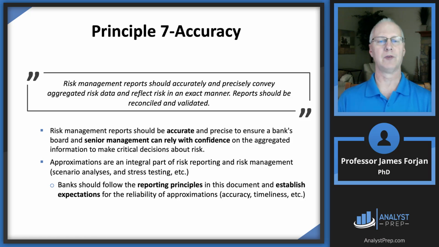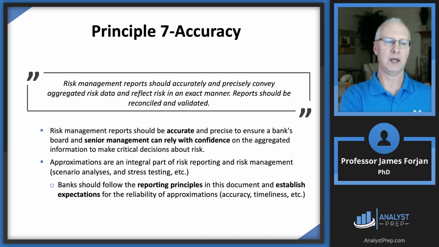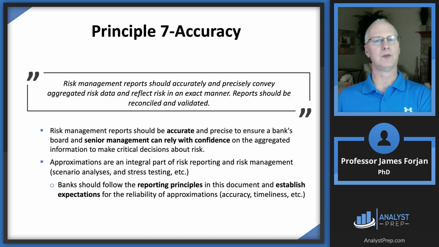Principle 7, accuracy. You might remember that one of those earlier principles was accuracy and integrity. That one was more focused on the data itself. This principle here is more like the output. Risk management reports should be accurate and precise so that the senior management and the board can rely on those reports with confidence. So we have accuracy in the collection and the management of the data, and now this principle tells us that we need accuracy in the reports that are produced by that data.